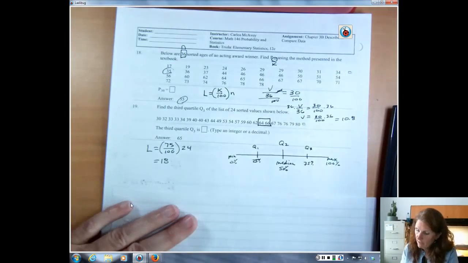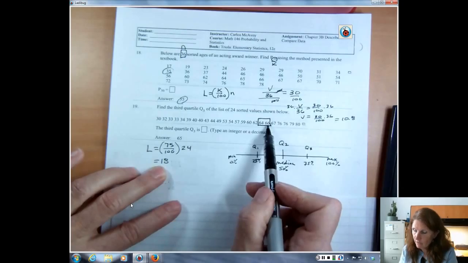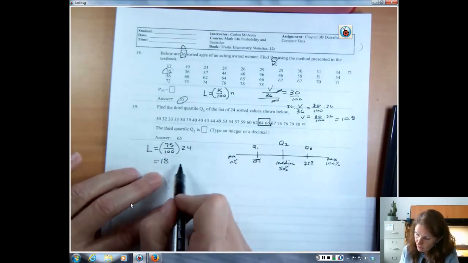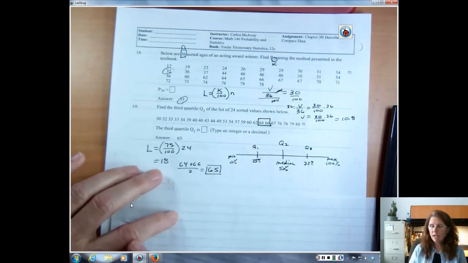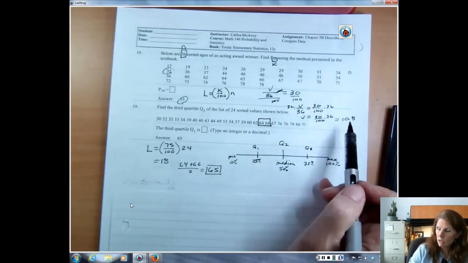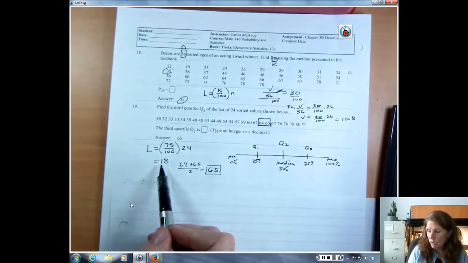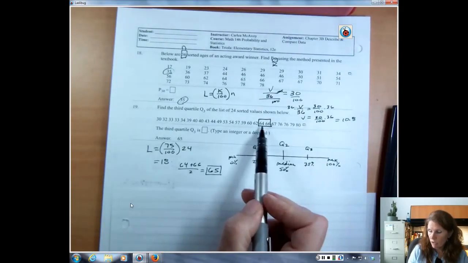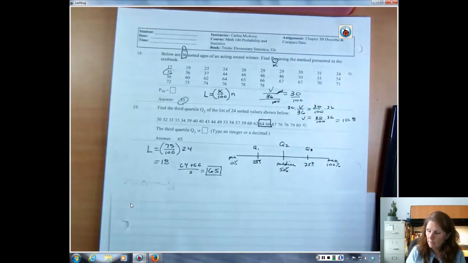When I get an exact whole number here, what I want to do is take that number and the one next to it and find the average. And so if I take 64 plus 66 and divide by 2, that gives me the number. So if I have a decimal, which is the nicer one, because then you can just go up to the next value, that's great. But if you get an exact whole number, then you want to find the average of those 2 numbers, the number that you land on and the next one, find the average, and that gives you the 75th percentile, quartile, third quartile, 75th percent. All right, so that's done.